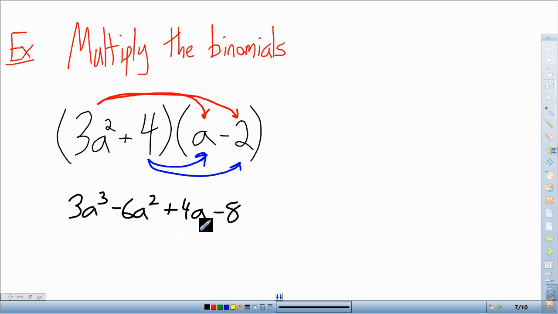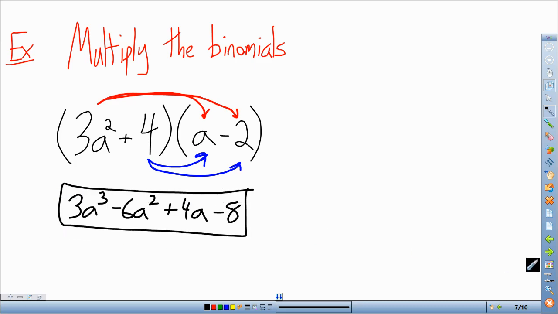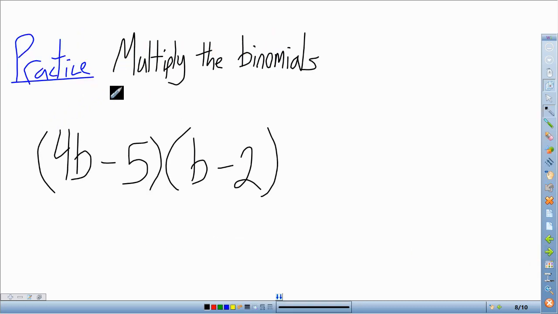Taking a look at this, I notice it looks like we do not have any like terms, so we know we're done. And by the way, these are all in the correct order. Notice, remember, the exponents are decreasing as we go down. That's what we should expect. So this is looking good. Okay, so I'm going to have you go ahead and try one of these, multiply these two binomials together.